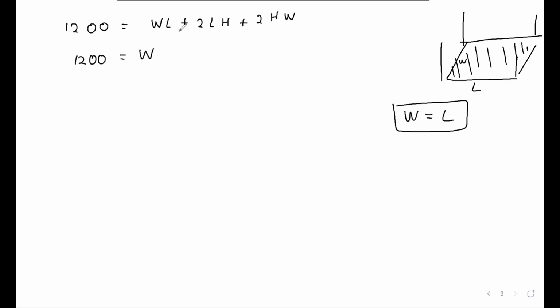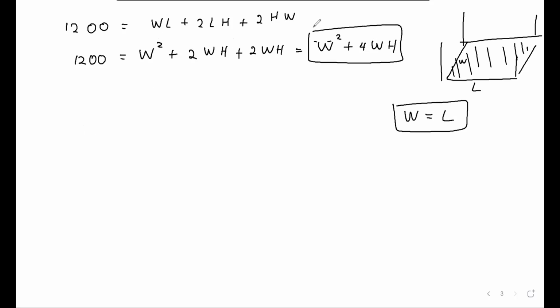So I'm just going to write W instead of L. So it's going to be W squared plus 2WH plus 2WH here. So that's 4WH in this formula. So it's going to be W squared plus 4WH. There we go, folks. So that's the formula for relating the width and the height.